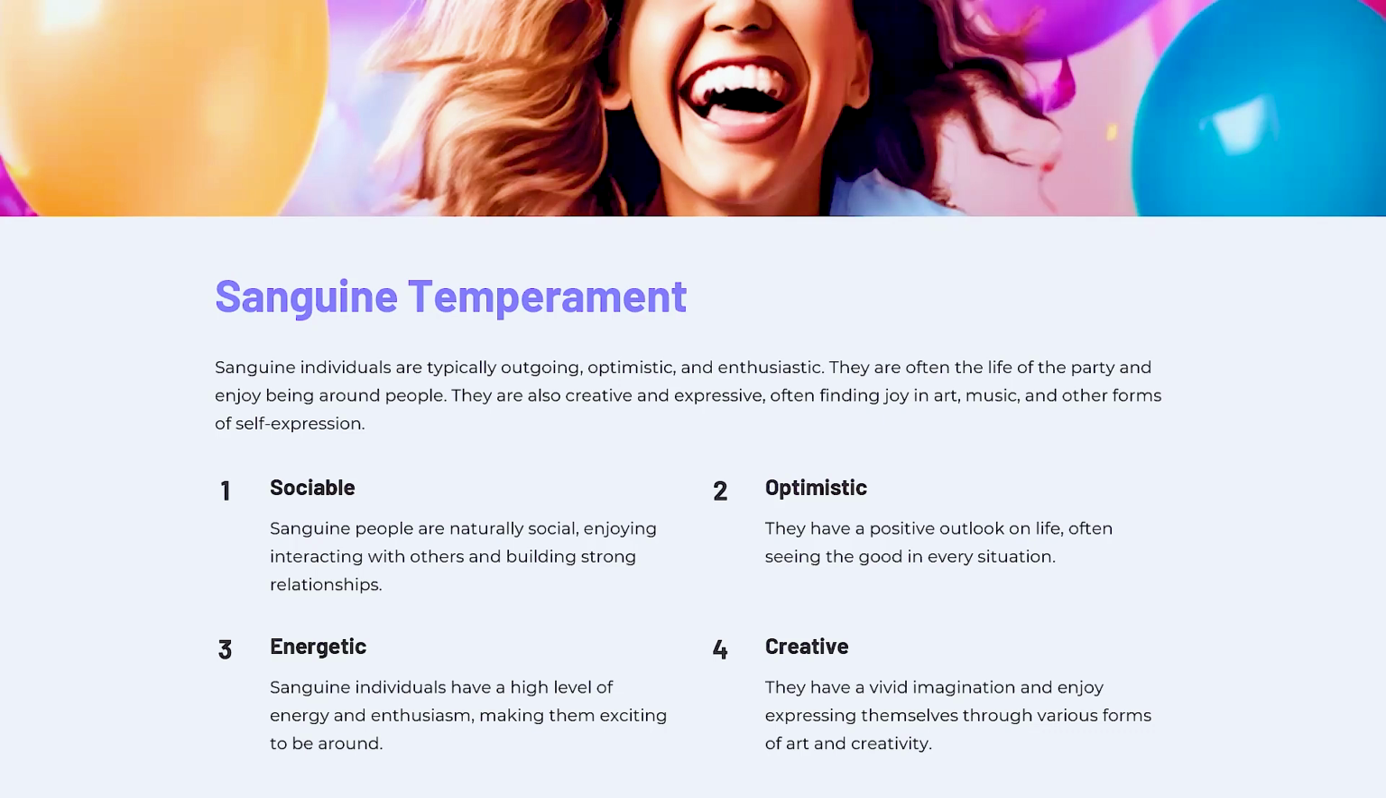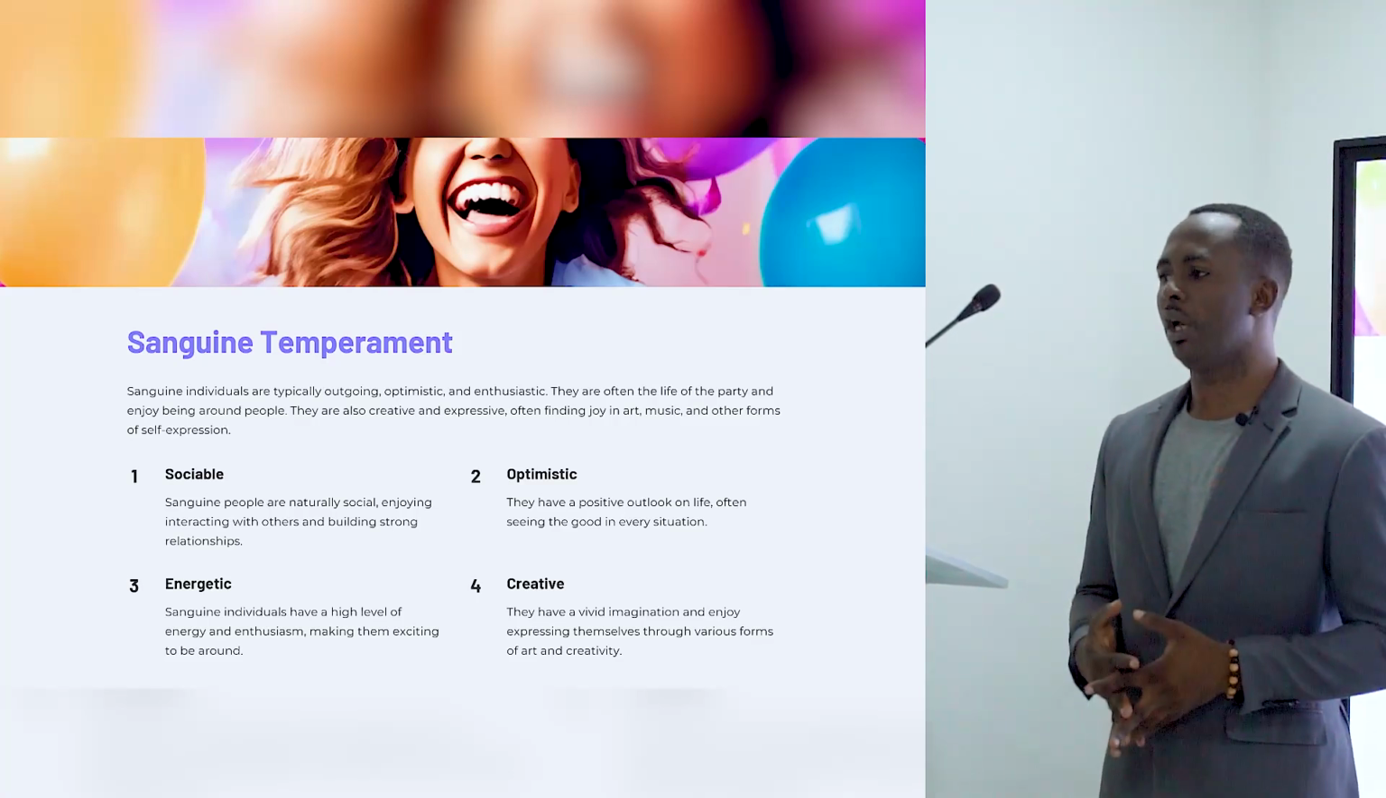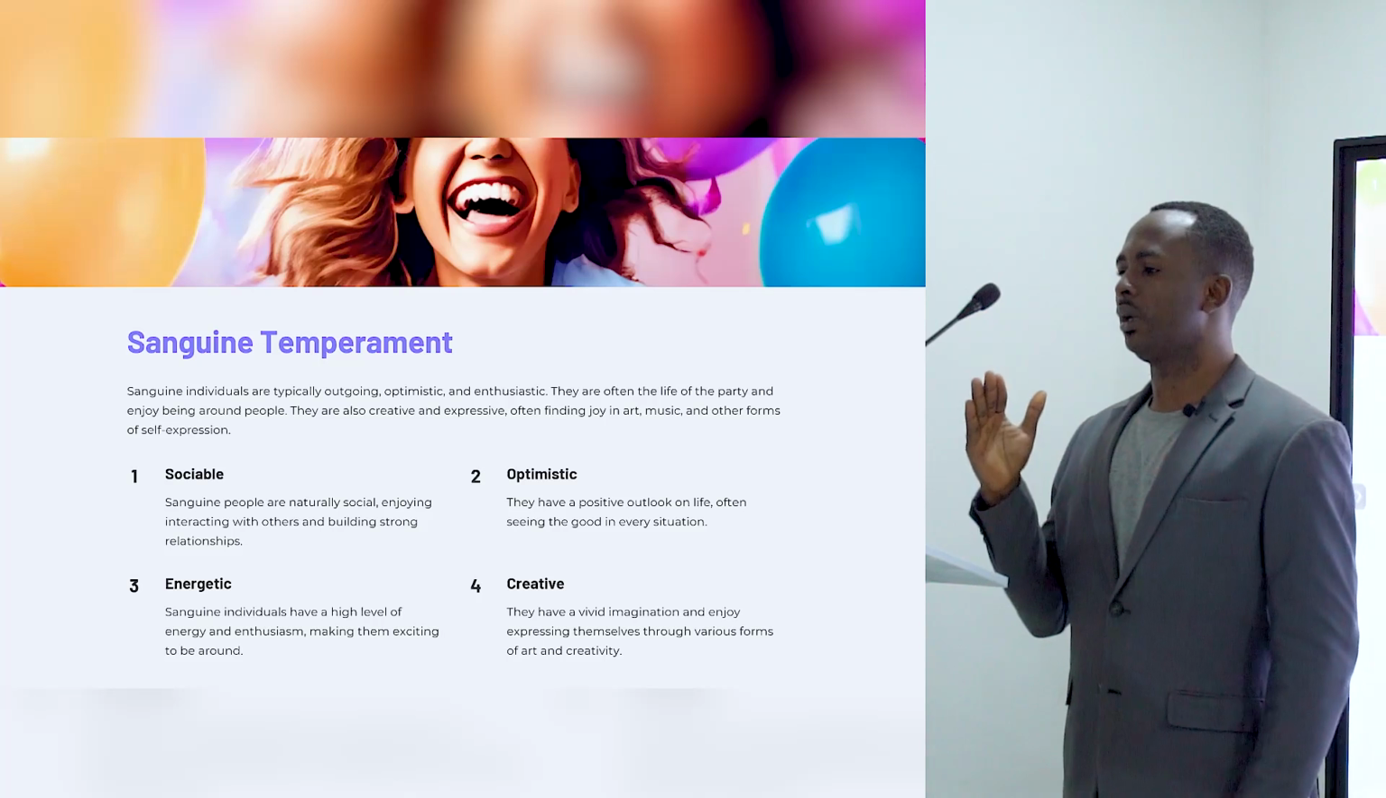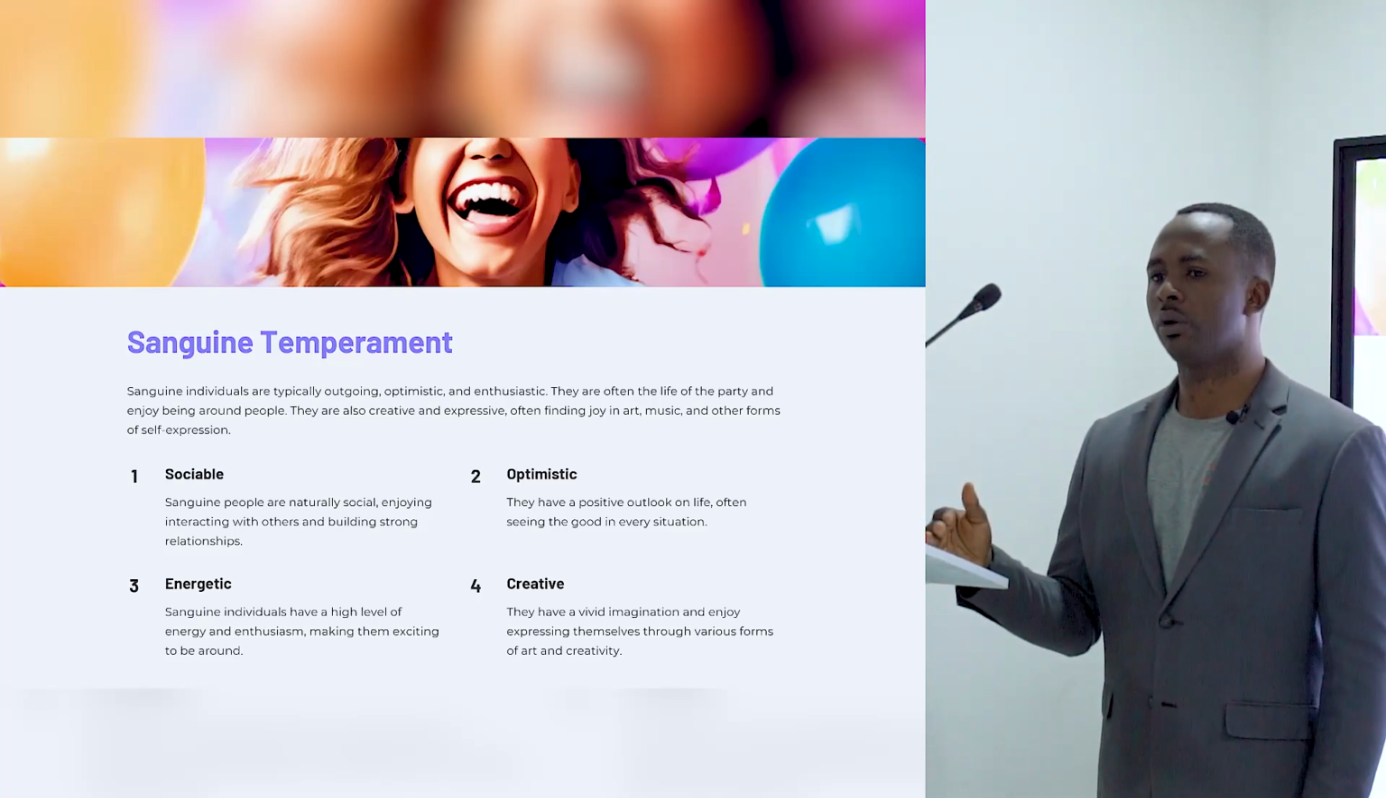Now, they are often the life of the party and enjoy being around people. So if you enjoy being around people, then you are in the sanguine category. They are also creative and expressive. You have some kids who are very outspoken, and when you give them the opportunity to talk in a crowd, they are very happy and joyful to do so, often finding joy in art, music, and other forms of self-expression. So if you always find joy in doing art, music, and other forms of self-expression like public speaking, then you are likely to be in the sanguine category. Do we all understand?